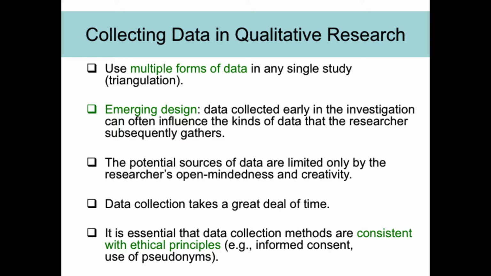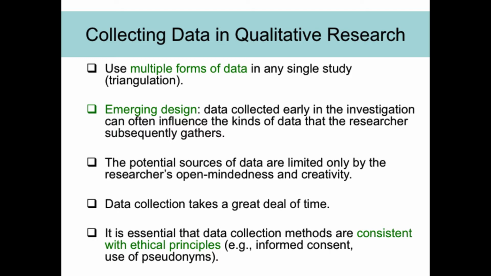First of all, use multiple forms of data in any single study. This is a desirable part of the credibility of your study as you use triangulation to corroborate your findings from more than one source. Also, in qualitative research, the design of the study can emerge and evolve, as we've talked about some already. Data collected early in the investigation can actually influence the kinds of data that you may decide to go after as the research progresses.